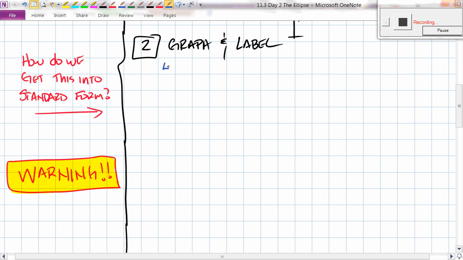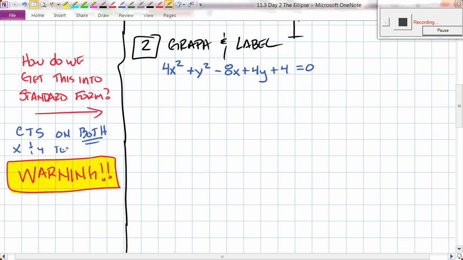4x squared plus y squared minus 8x plus 4y plus 4 equals 0. All right. This thing looks nasty, right? So the question I have on the left-hand side for you is, how do we get this into standard form? What do you think we do? We complete the square on which one? You got it. Complete the square on both, that's the key, x and y terms, because both of them are squared. There is a warning involved with this, and we're going to come up to that in just a second.